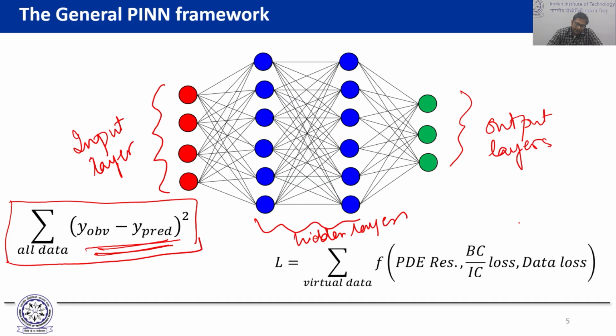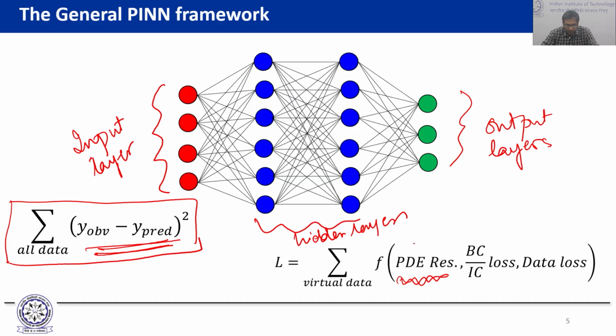your own, and then this loss function is going to be a function of the residuals from the partial differential equation, the boundary conditions or the initial conditions loss, and then the data loss when you are comparing it with the measured data. So this is a very standard way in which you think in terms of the loss function as you are moving into the PINNs.